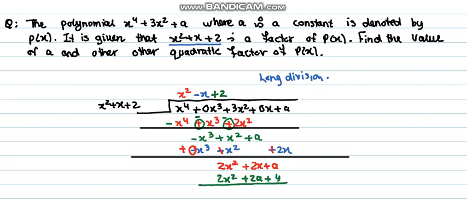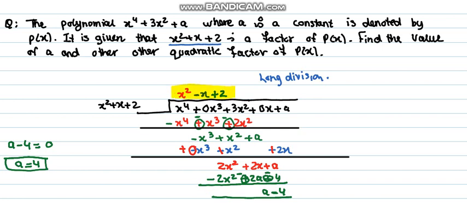So now we need to change signs again. This positive becomes negative, this positive becomes negative. So this becomes a minus 4. So our remainder is a minus 4, which must be 0. So a minus 4 is equal to 0, so the value of a is 4. So that's our value of a, and our other quadratic factor is x squared minus x plus 2.